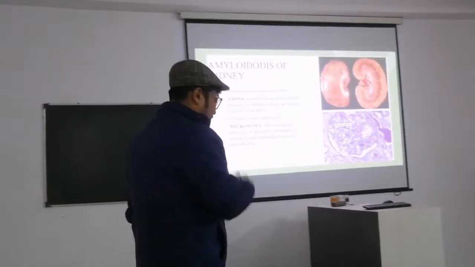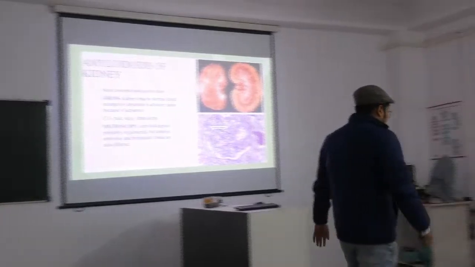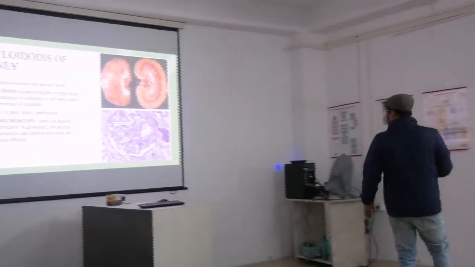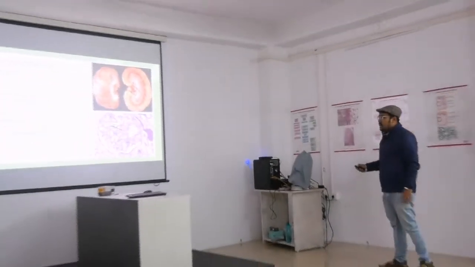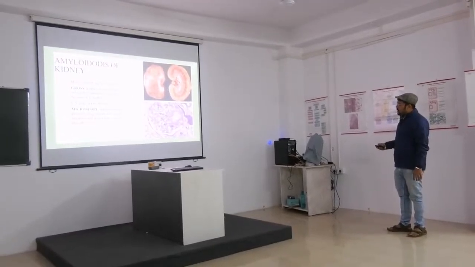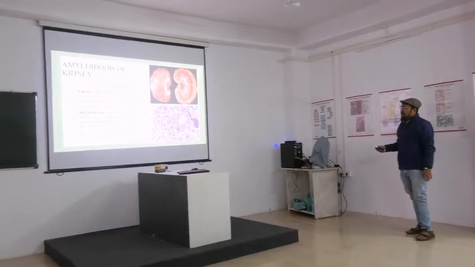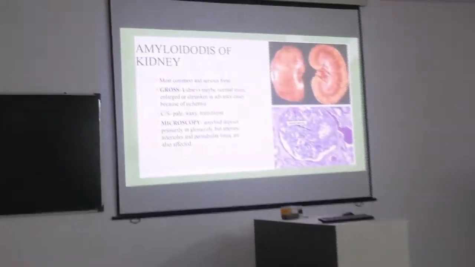Okay. So now coming to the first organ. Okay, this is the viscera you are familiar with. This is the kidney, a bean-shaped kidney, right or left, that I don't know, but this is a bean-shaped kidney. This is not a normal kidney. Okay, this is a kidney affected in amyloidosis.